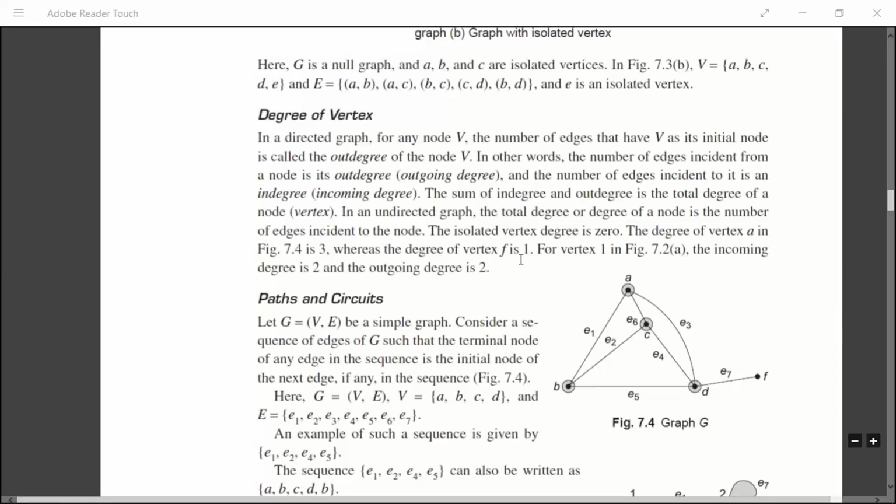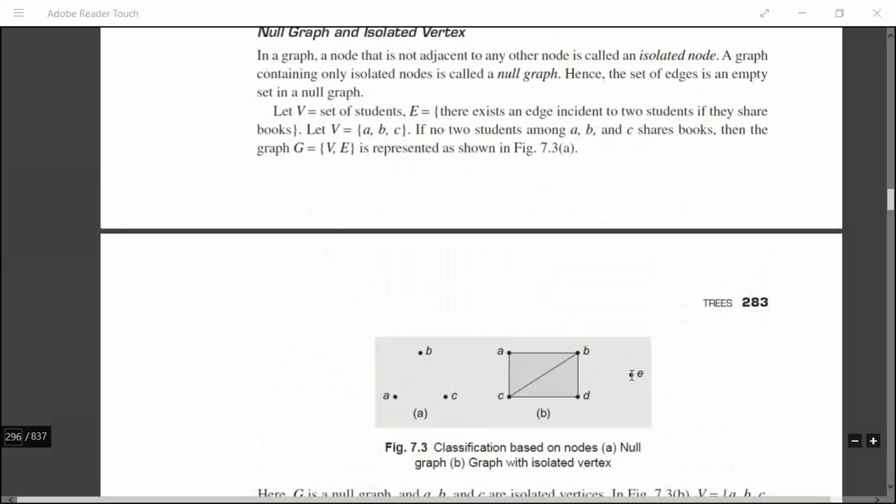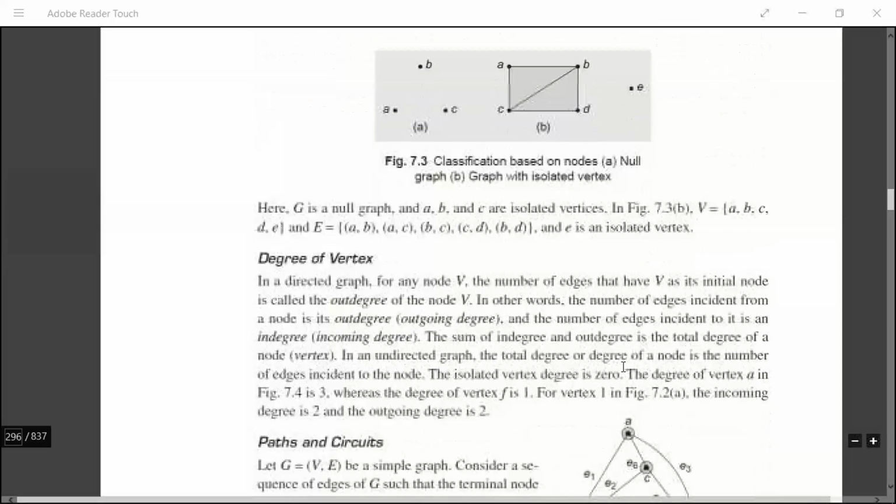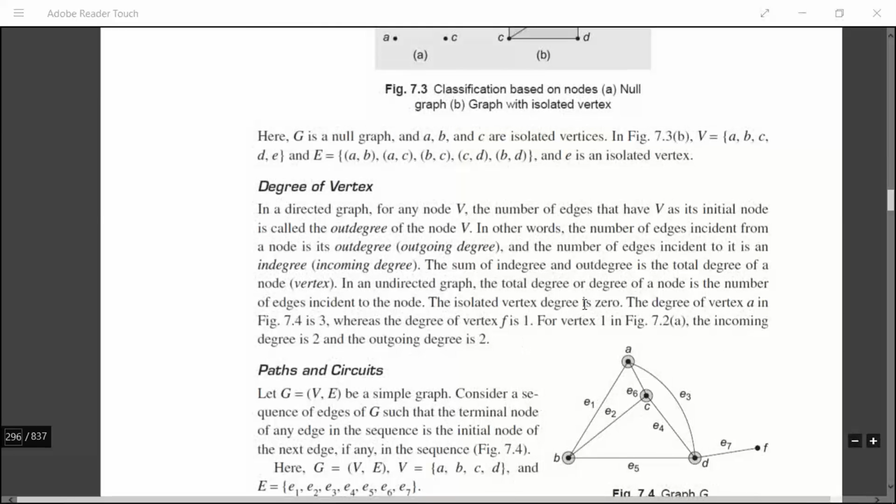In an undirected graph, the number of edges which are incident to a particular node is called the degree of that node. For an isolated vertex, degree is 0. Yes, because in this case this is the isolated vertex. There is no edge coming out or coming into this vertex, so the isolated vertex degree is 0.